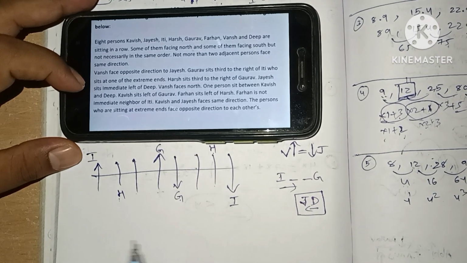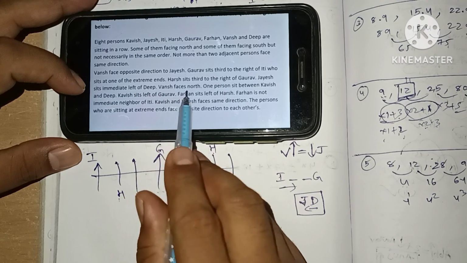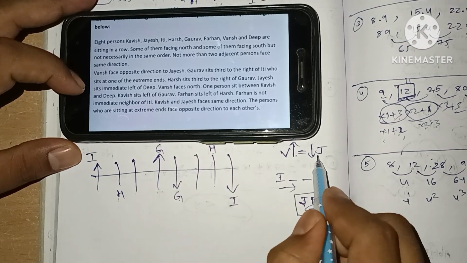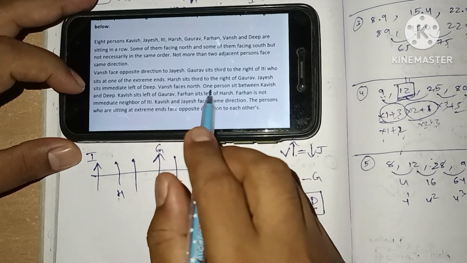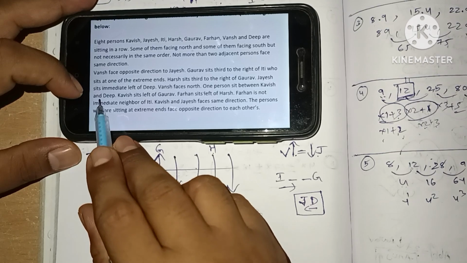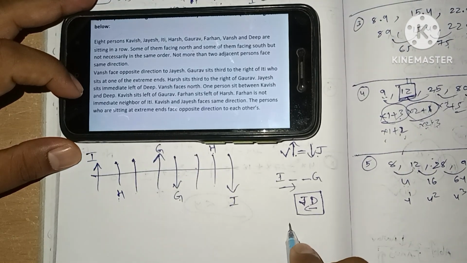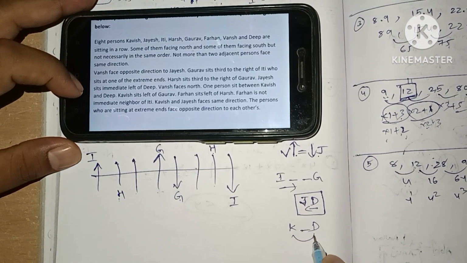Okay. Next. Vansh faces north. Vansh faces north means Jayesh faces south. One person sits between Kavish and Deep. So Kavish and Deep, there is one person sitting between them.